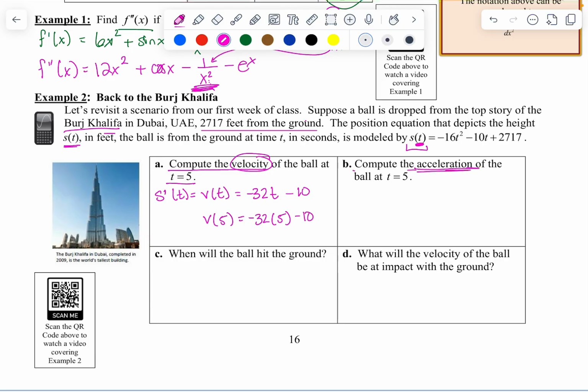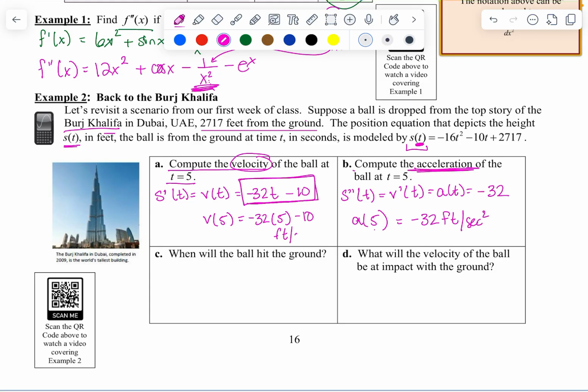Next up, we want to compute the acceleration. So acceleration is obviously the second derivative of position, or it's the derivative of velocity since we already solved velocity right here. So I can just take the derivative of this, and that will give us our acceleration, which is negative 32. So what is the acceleration at 5 seconds? Well, it's going to be negative 32 feet per second squared. And of course, the units on velocity is going to be feet per second.